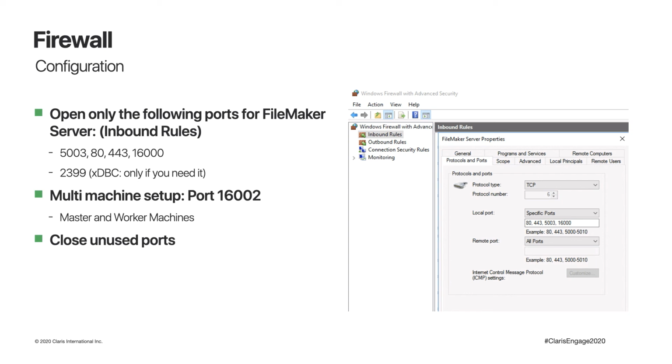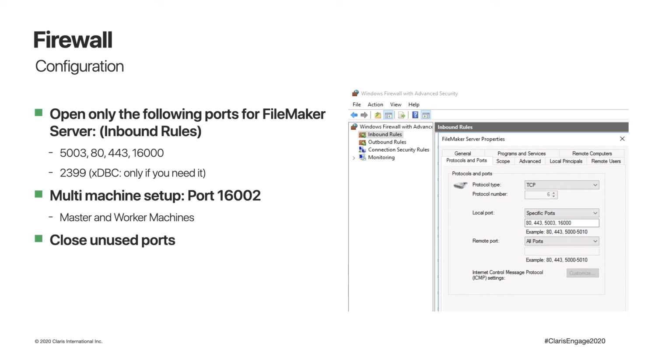If they would need XDBC, they would also open port 2399. In case you have a multi-machine setup, be sure that port 16002 is reachable between the master and the worker machines. And these ports need to be opened on both machines. Close any unused ports and services if possible.